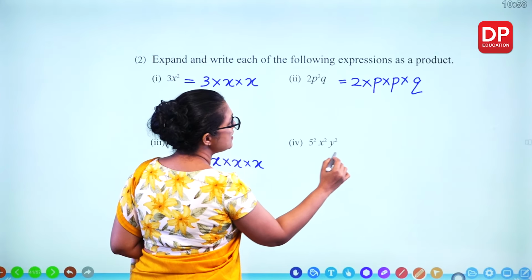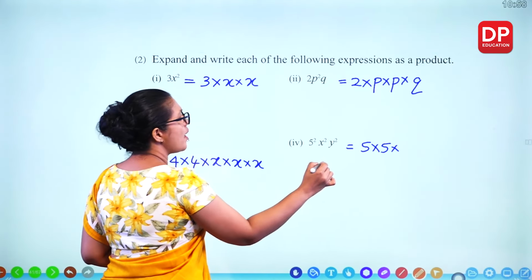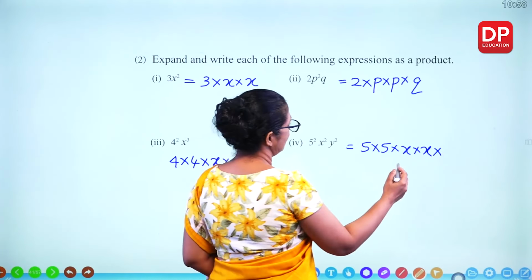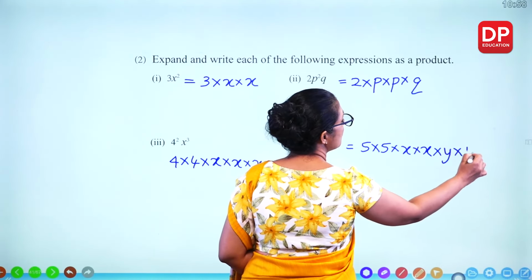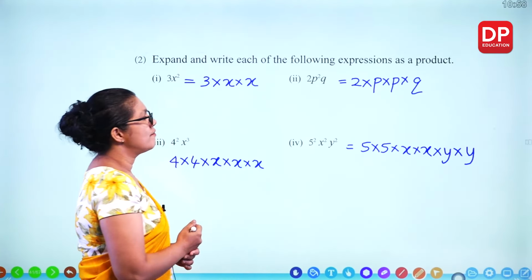5 squared means 5 into 5. And x squared means x into x. And y squared means y and y. So this is the expanded form.